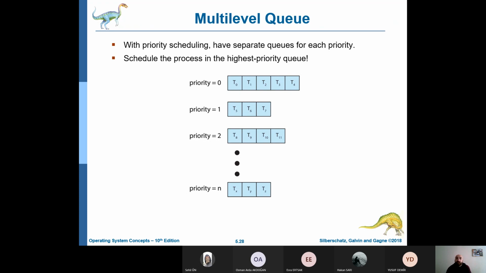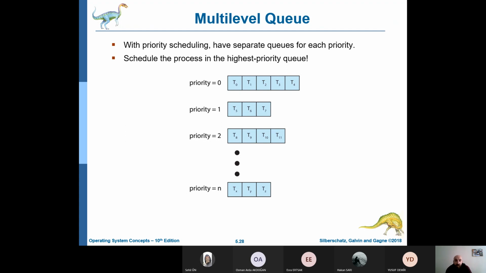In practice, it's often easier to have separate queues for each distinct priority, and priority scheduling simply schedules the process in the highest priority queue. So instead of finding the highest priority on the same queue, we can create different queues for different priorities. Your scheduler starts with the highest priority queue, and if we don't have any process on that level, we can move to the next queue, as you can see in this figure.